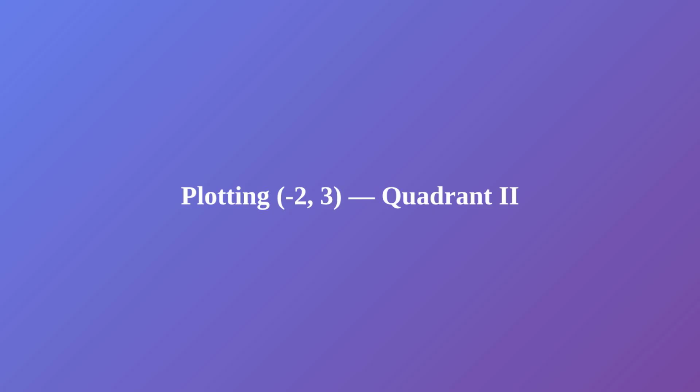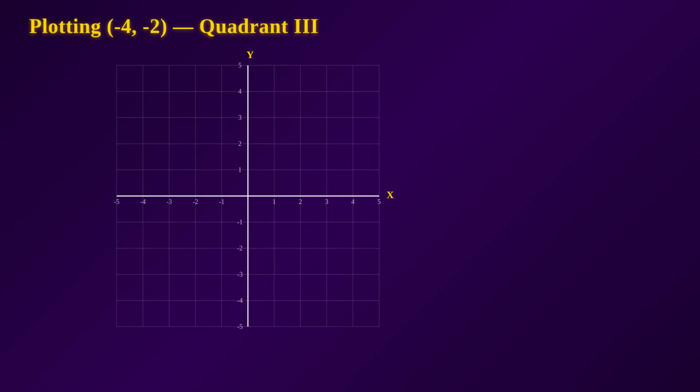Now let's try a point with a negative x value, (-2, 3). Start at the origin again. The x value is -2, so this time we move 2 spaces to the left because it's negative. Then the y value is 3, so we move 3 spaces up. Our point lands in quadrant 2, upper left, where x is negative and y is positive. Maya almost went the wrong way at first, but she caught herself. Negative x means left. Don't forget that.